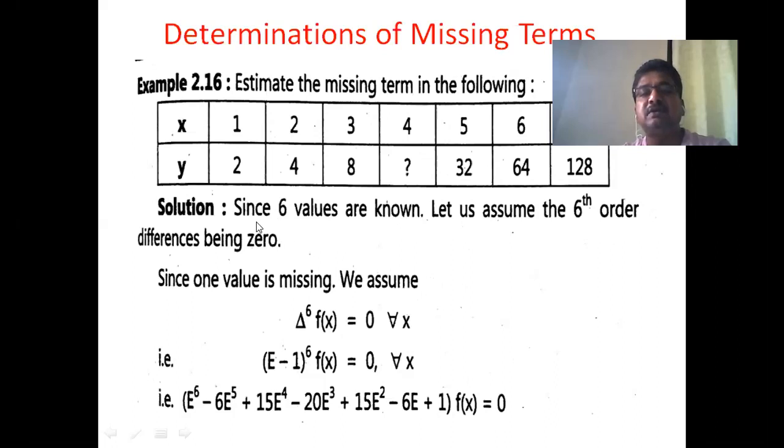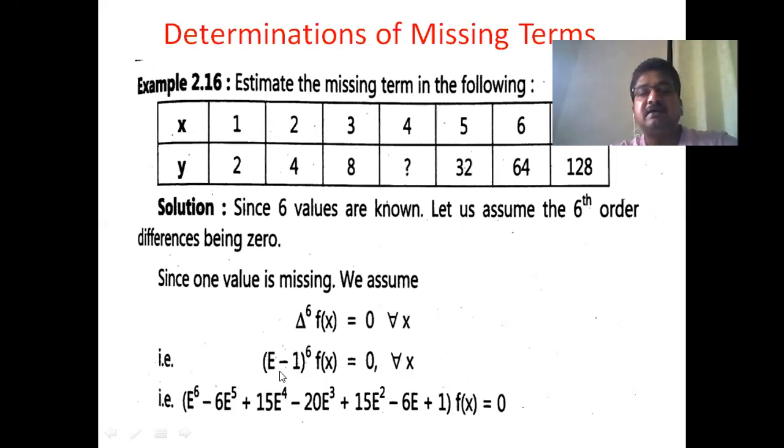So the first step is what? 6 values are given, and therefore delta raised to 6 fx is equal to 0. This is observed in preparing the forward difference table. If you prepare the forward difference table with 6 values of x and y, then the table terminates at delta raised to 5 fx. The next, 6th order difference, 7th order difference, are all 0. So 6 values are given, and therefore delta raised to 6 fx is equal to 0. This is the first step.